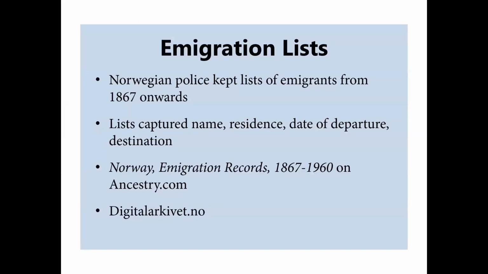Most Scandinavian countries maintained fantastic lists of immigration. They started different time periods. The Norwegian police started 1867 on. The police generally were put in charge of immigration, because people were getting taken advantage of. And so the police were put in charge of that process. And again, they capture name, residence, sometimes a specific destination, like a town in the US. So this database, I'm sure you've run into, is on Ancestry. It's also on Digital Archivet as well.